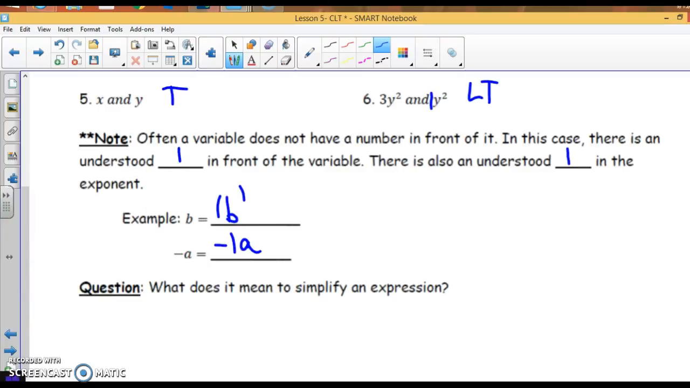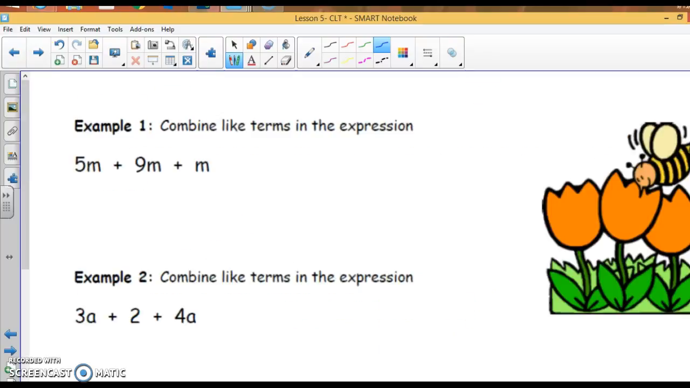Okay. What does it mean to simplify an expression? It means you combine like terms. So, this is an algebraic expression: 5m plus 9m plus m. Let me explain it this way. This could be 5 monkeys plus 9 monkeys plus 1 monkey. I can add those together because they're all monkeys. 5 monkeys plus 9 monkeys is 14 monkeys plus 1 monkey is 15 monkeys. It's 15 monkeys. Combine that term.